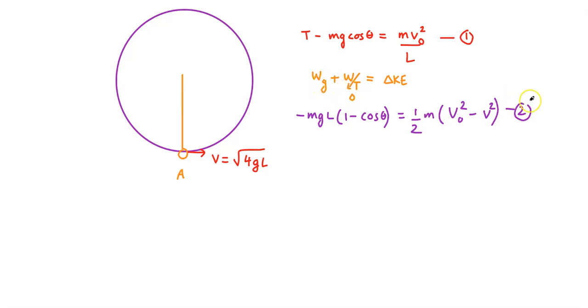So equation 2 is generally valid, while equation 1 is only true when the bob is executing circular motion, right? So let me use the equation that's more general, and then we can think about whether equation 1 is valid throughout.